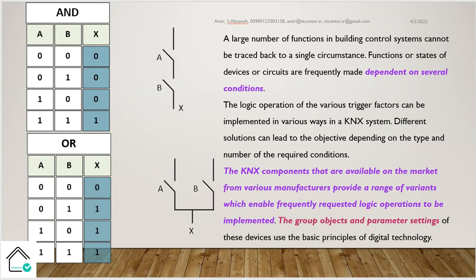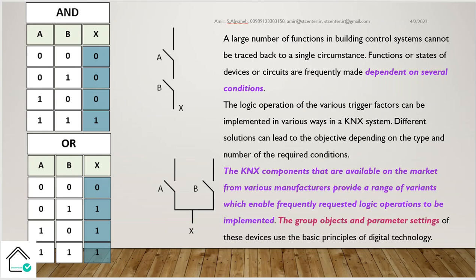Okay, so why do we learn logic? Or the better question is, why do we need logic? A large number of functions in a building control system or building management system cannot be traced back to only a single circumstance. Functions or states of devices or circuits are frequently made dependent on several conditions. It means there are many functions in building automation that need to be operated based on some specific conditions, okay? Because we have a smart system, our system should make decisions based on some condition. And when we talk about condition, it means we should apply logic to our automation, or better to say, to our building automation systems.